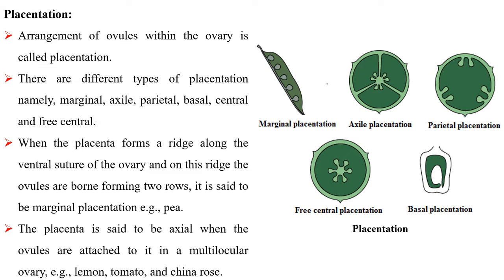Placentation. Arrangement of ovules within the ovary is called placentation. There are different types of placentations, namely marginal, axial, parietal, basal, central, and free central. When the placenta forms a ridge along the ventral suture of the ovary, and on this ridge the ovules are borne forming 2 rows, it is said to be marginal placentation. Example, pea. The placenta is said to be axial when the ovules are attached to it in a multilocular ovary. Example, lemon, tomato, and China rose.